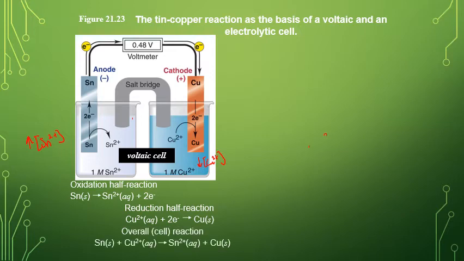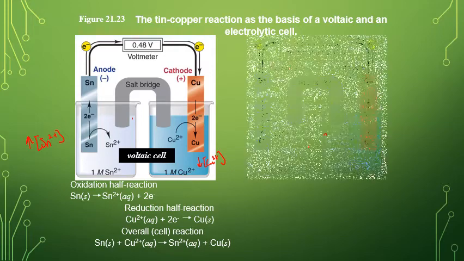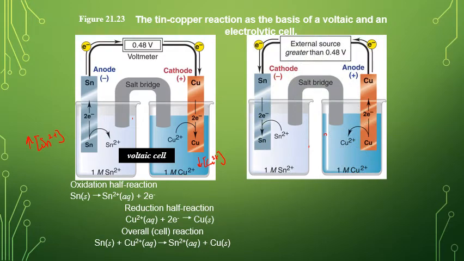Now, the overall reaction that we would see for this thermodynamically favored process, where we would have 0.48 volts of energy produced, we would have Sn as a solid plus Cu2+ aqueous forms Sn2+ aqueous and Cu as a solid. Now let's shift gears and focus on the electrolytic cell.